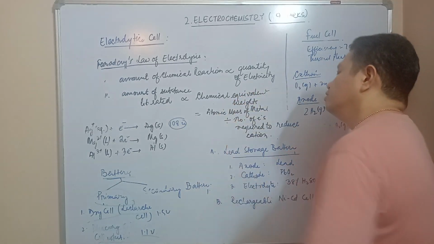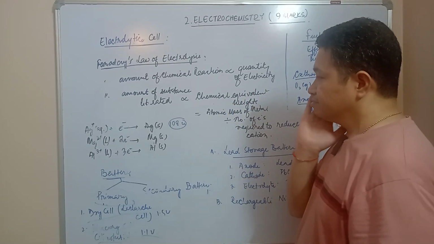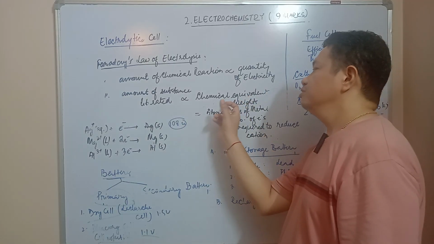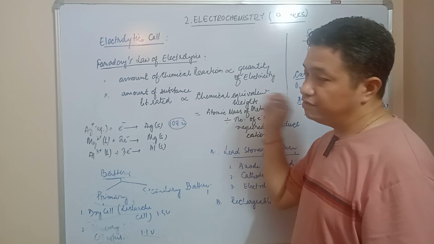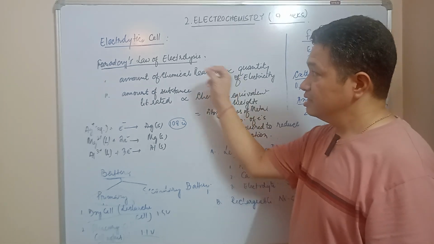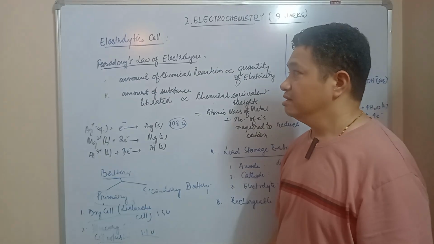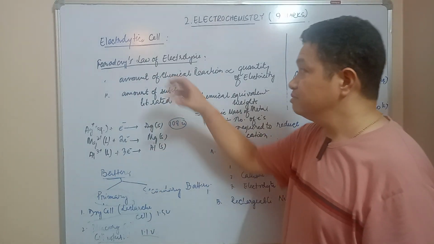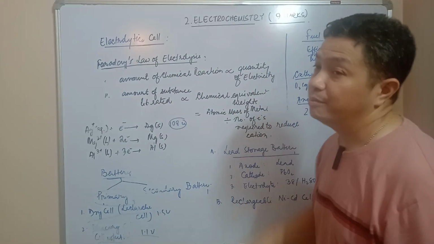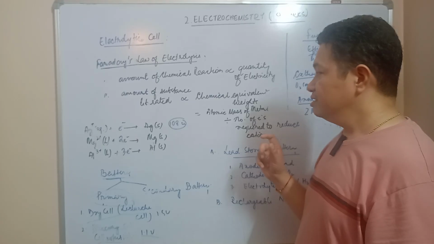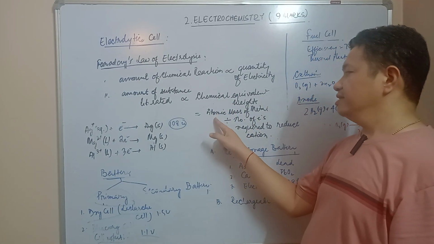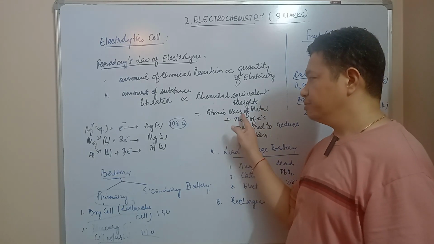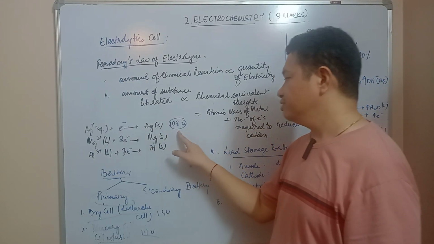The term chemical equivalent, maybe you have learned it in class 11, but the origin of this term is Faraday's laws of electrolysis. This particular law defines what is chemical equivalent. How is it defined? You divide the atomic mass of the metal. You know the atomic mass. Suppose the atomic mass of silver is 108 U.